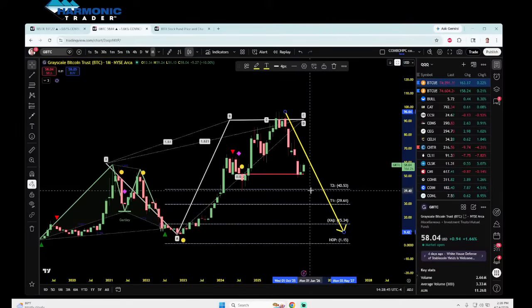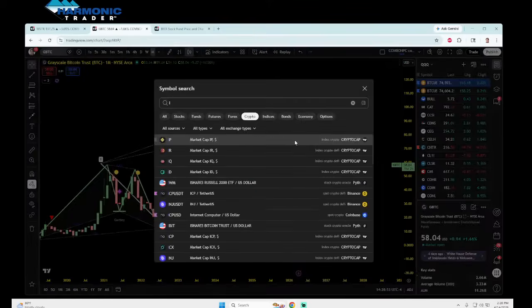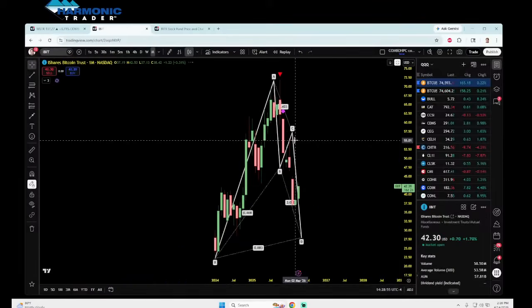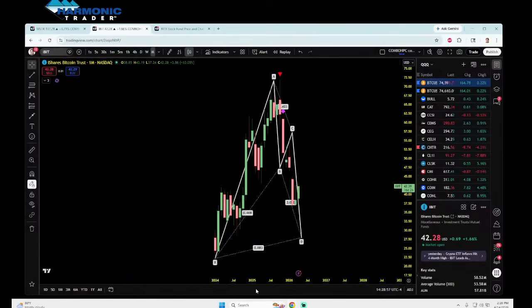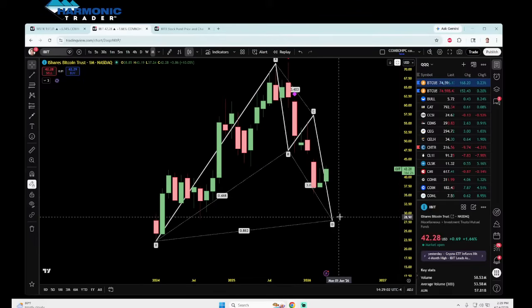Or give me another structure off of this top. Maybe it's a shark, and we retest the 2024 low by a little bit, down around 40. And then what was the IBIT? I think there was something there. Yeah, 886 reset with a big shark pattern too, where that came out, and that's currently 42.